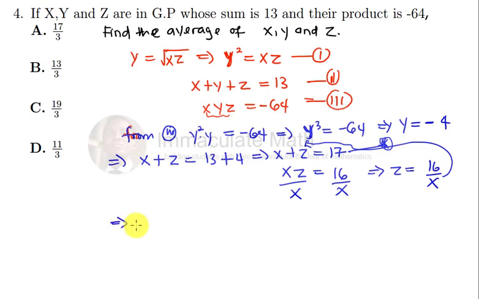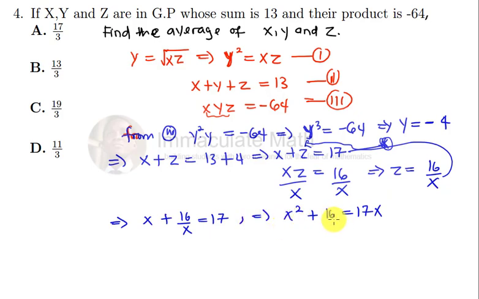That means I'm going to have (x plus 16) all divided by x to be equal to 17. And here, if I cross multiply, that is, if I multiply each of these terms by x, that means I'm going to have x squared plus 16 to be equal to 17x.